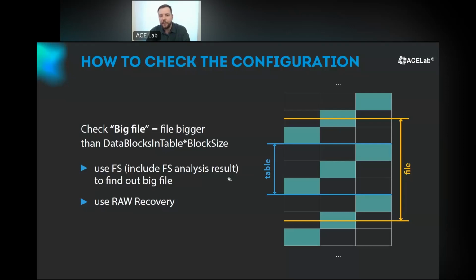And the second question: how to find a big file? Sometimes it's easy. You just open the root of the file system, go to the first level folder, and you may see files that are big enough and that you can check. But sometimes it's quite difficult to find these files in the tree. So you can use file system analysis, and then you will be able to use grouping or a filter to get only the big files that you can check. Or you can just run raw recovery and see whether you have big files inside raw recovery or not.